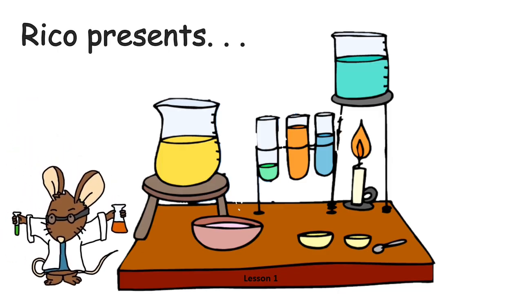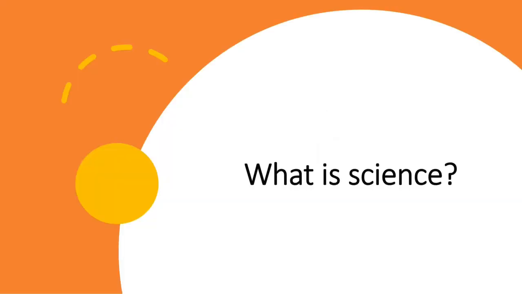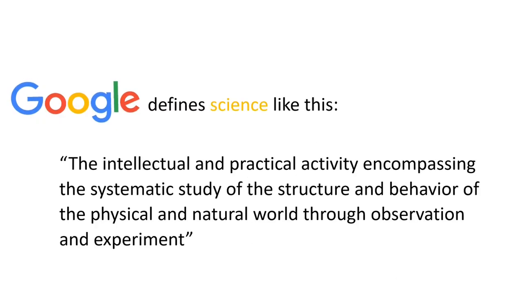Rico presents How to Science. All right, so what is science? Google defines science like this: the intellectual and practical activity encompassing the systematic study of the structure and behavior of the physical and natural world through observation and experiment.